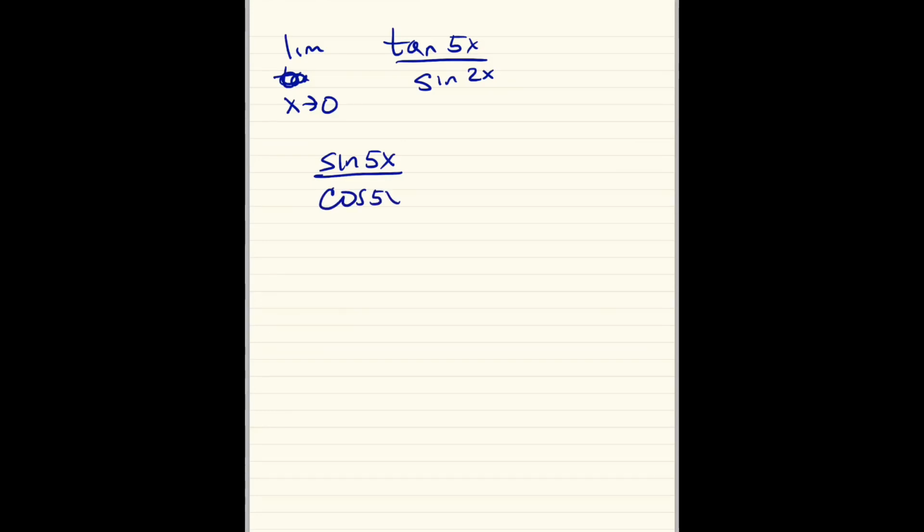Our final problem is going to be the limit as x approaches 0 of tan 5x over sine 2x. You get 0/0 when you do direct substitution. Pause the video if you need to. So then you get sine 5x over cosine 5x. That's what tan 5x is. Times 1 over sine 2x, and sine 2x is in the denominator.